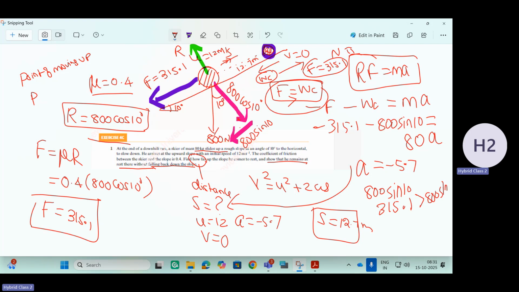Learn how to get the resultant force. If you are able to find it, you can easily find all the answers.